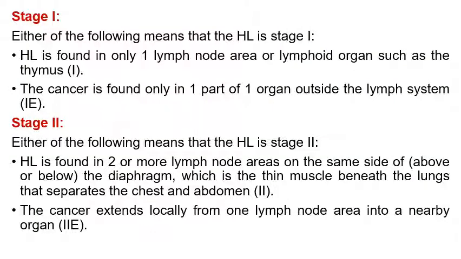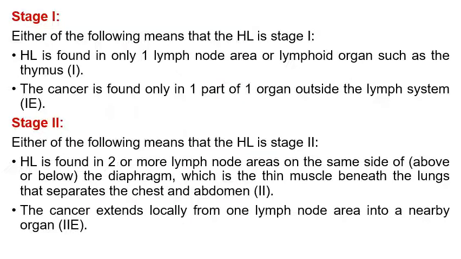Stage 1. Either of the following means that the Hodgkin lymphoma is stage 1. Let us see the two things they have given. Either it is found in only one lymph node area or lymphoid organ such as the thymus, or the cancer is found only in one part of one organ outside the lymph system, that is stage 1E. If either is present, then it is stage 1.